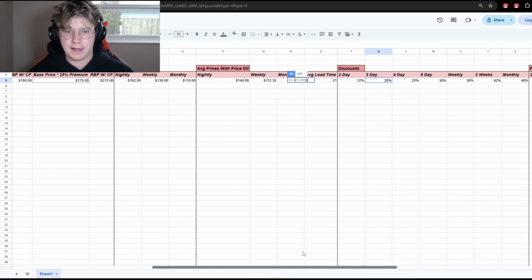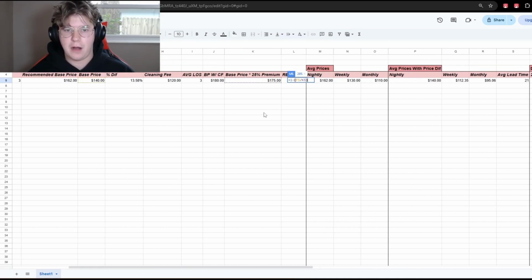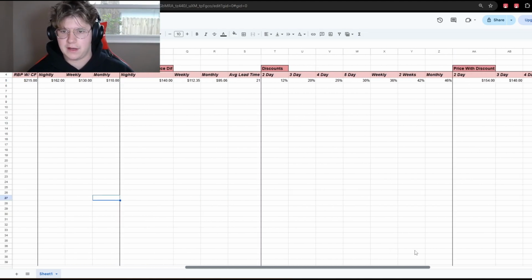Basically, I am taking the difference between our base price and what we actively expect we would make on average across the whole month, and we're dividing it by our base price with the premium, to see how much we would need to discount the price to get to that number. So that's what this discount is about.